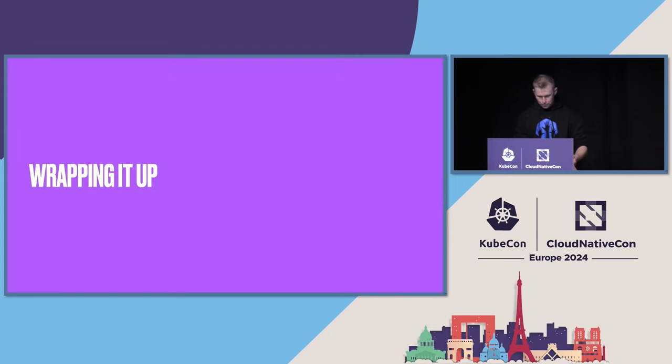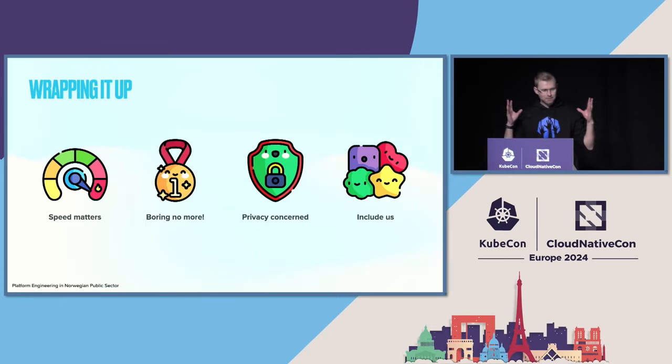Then wrapping it up. What we have seen from our survey, my gut instincts, and talking with organizations is that speed matters, agility matters. This is the most important thing to the public agencies at this point. And I would definitely debunk the myth that, at least in Norway, the public sector is boring. It's the complete opposite. And I challenge everyone to survey your own public sector. I would really like to be proven wrong that we are not the best public sector out there.